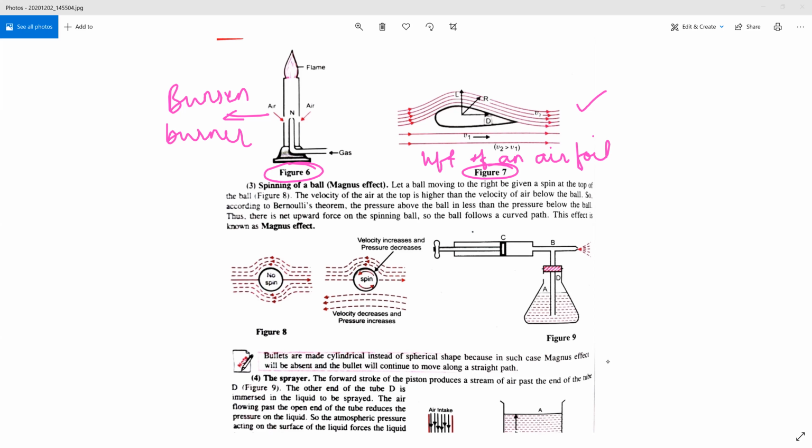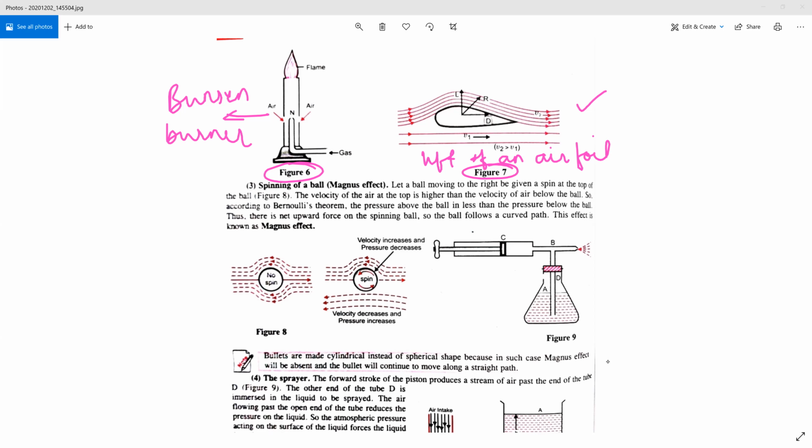So this pressure difference provides the additional thrust on the foil. The vertical component of the thrust provides the lift and the horizontal component provides the forward drag to the airfoil. So the diagram of an airfoil is shown in figure 7 here.